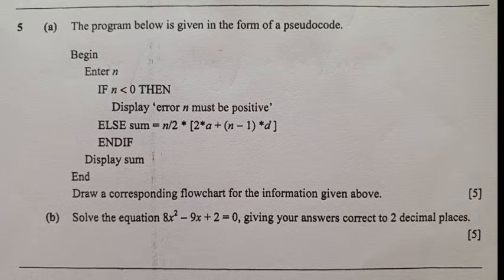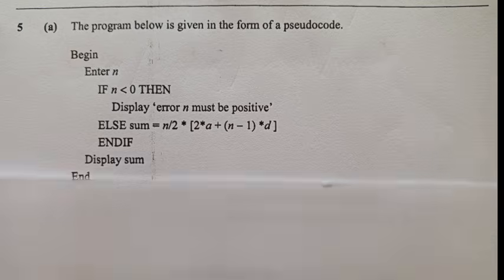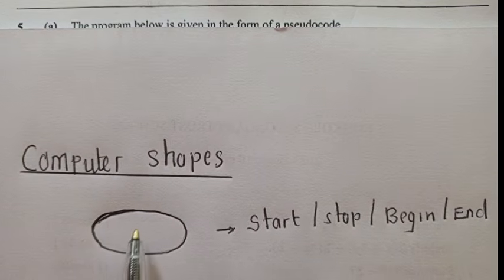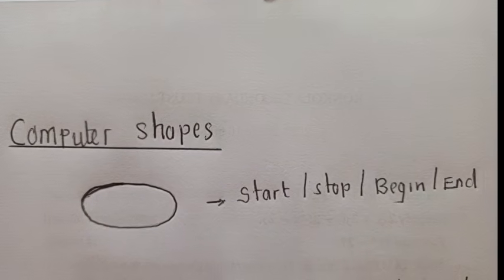So in this video, you're going to learn how to convert pseudocode to flowchart. Under flowchart, there are some shapes that you need to know. When dealing with computers, you need to know 4 basic shapes. So let me just take you to the shapes. The first shape here is an oval shape, more like an egg.